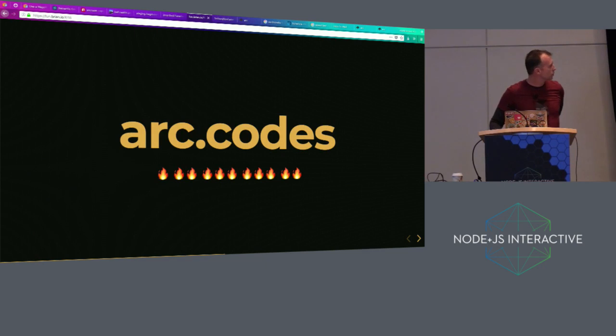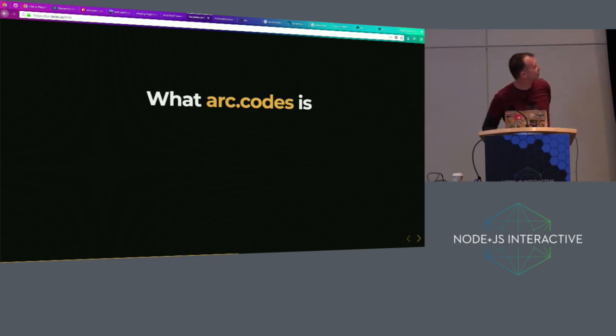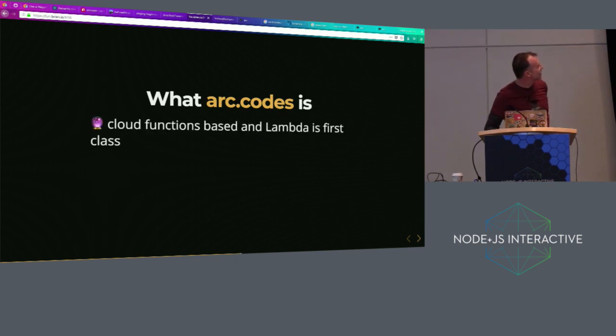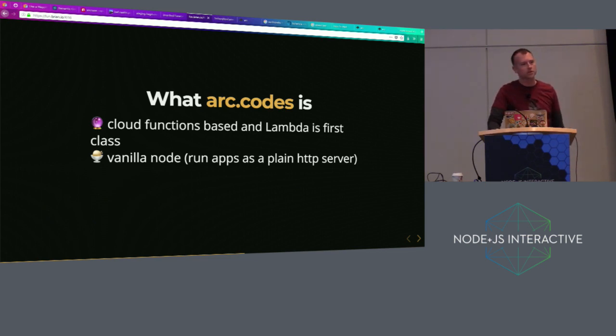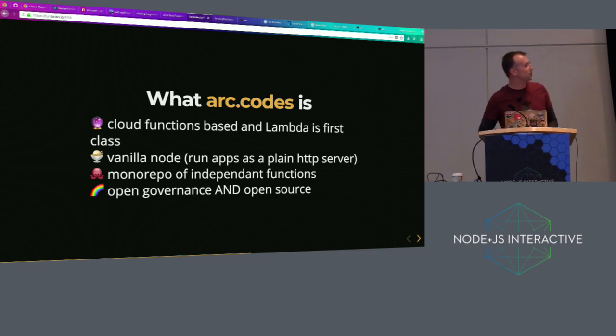So Arc is the tool that we're going to use for doing deployments. There's a few other tools that are out there that exist. I recommend checking them out. Arc's the fastest. I stand by that statement. And if it isn't, open a bug and I'll fix that. So what Arc is, it's cloud functions based. It's Lambda first class. It's Node first class. They're vanilla Node apps. You can run an Arc app as an HTTP server and publish it to Heroku if you wanted to, but you don't want to. And it's just a monorepo of independent functions. Oh, and it's open source and open governance with the JS Foundation, although I'm not sure what the story is with that now. Maybe it's the Node plus JS Foundation.